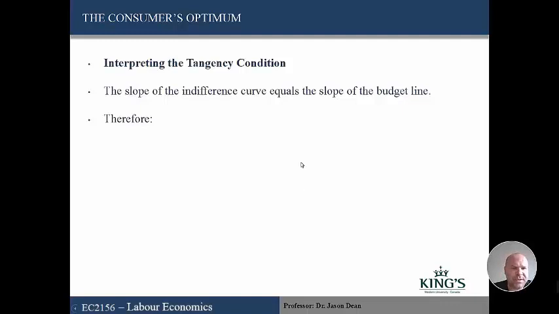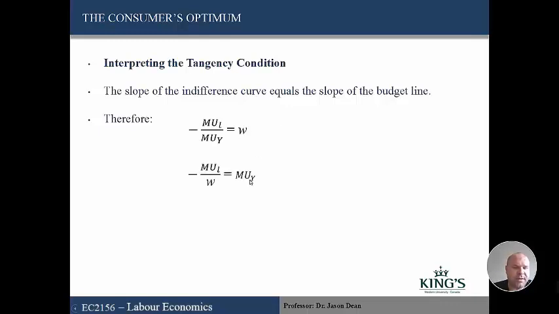Let's interpret the tangency condition. So the slope of the indifference curve equals the slope of the budget line at the optimum. So therefore we have this. This is the optimal condition. Okay. We can rewrite the marginal rate of substitution as the marginal utility of leisure over the marginal utility of income. And so this is the marginal rate of substitution, and that's equal to the wage.